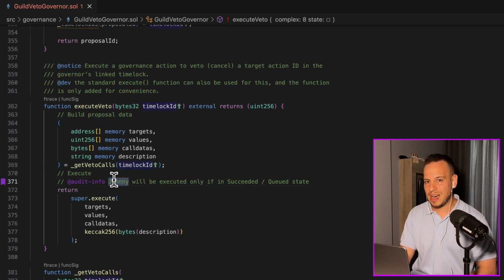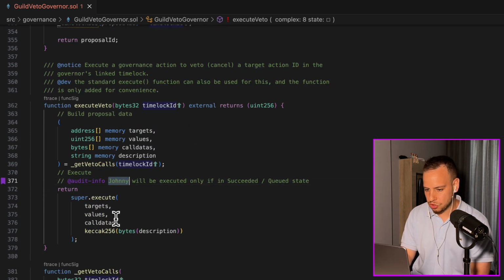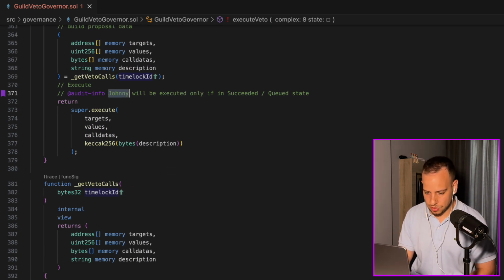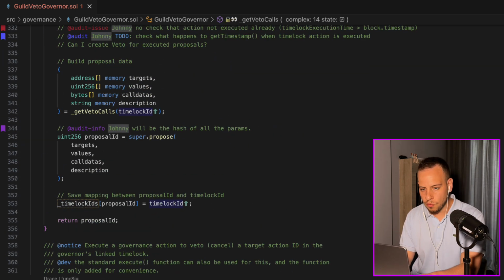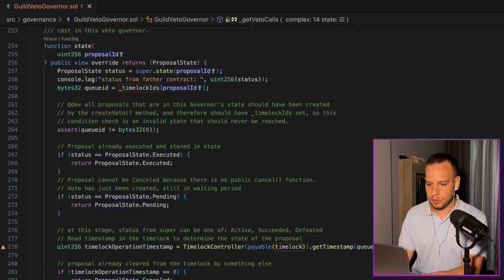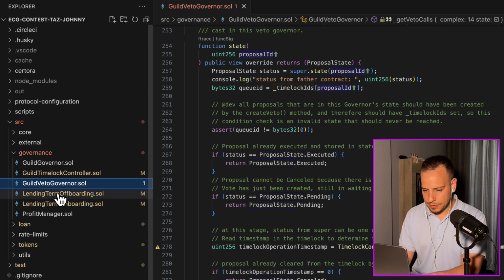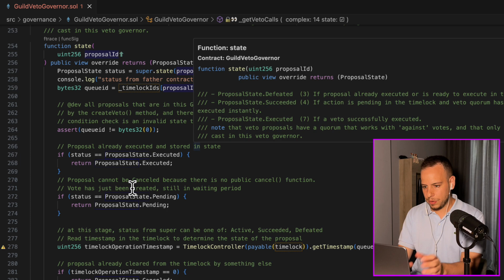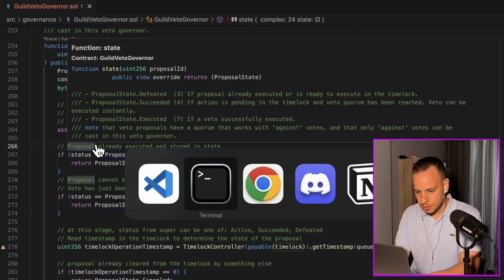We also added our names, so we want a mix. Before an audit comment, I wrote Johnny, and Taz, the smart contract programmer, wrote Taz. So we know who wrote which comment when we merge the code. And yeah, that's how we added comments along the code when we work separately on the code.